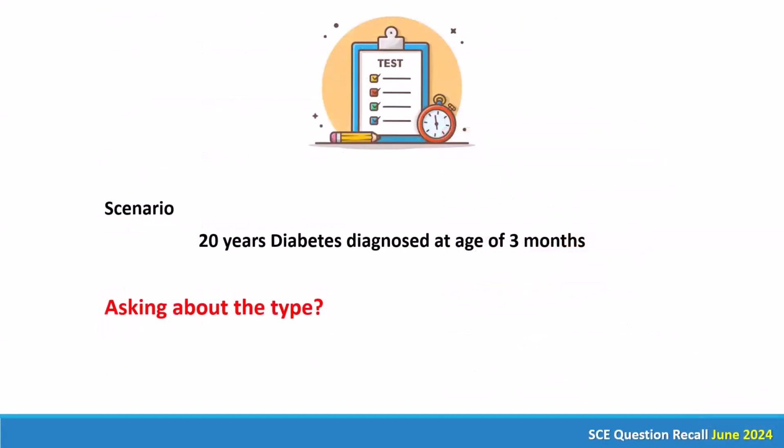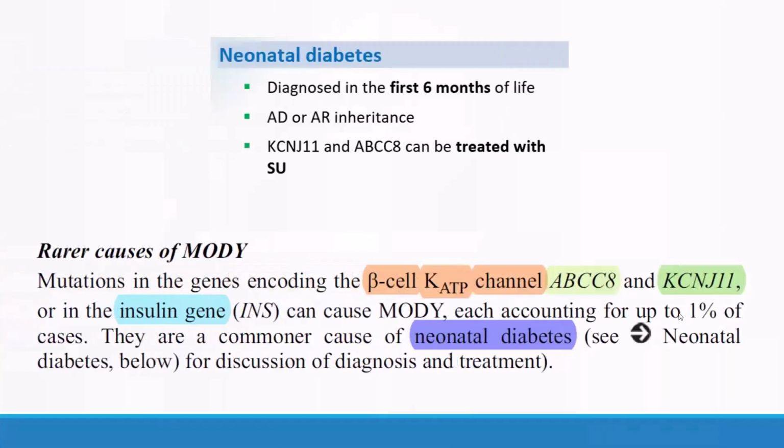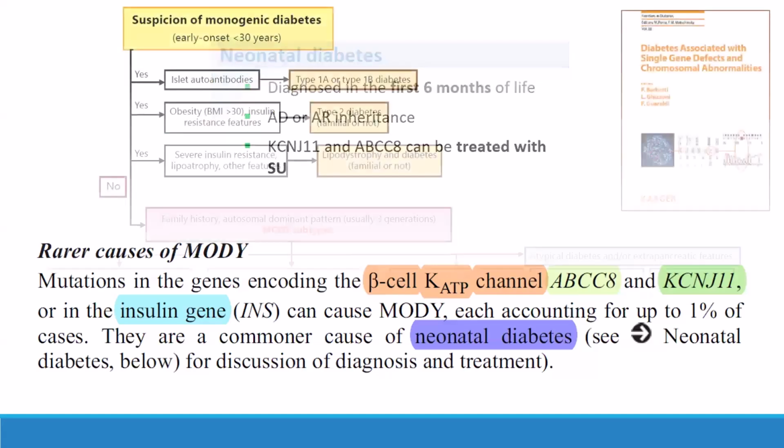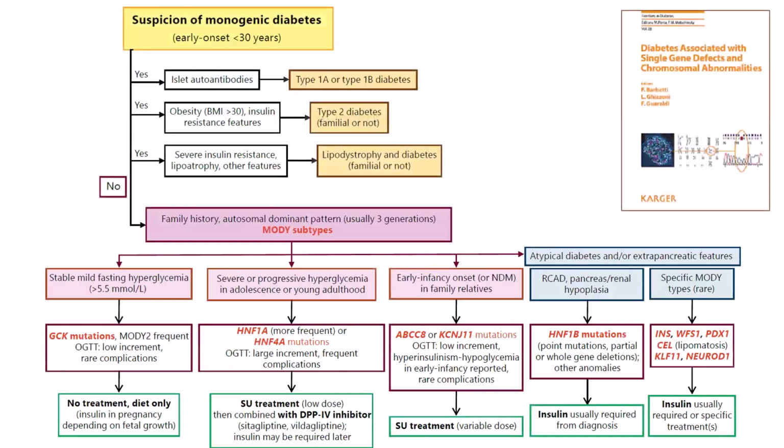If we have a patient, 20 years old, with diabetes diagnosed at the age of 3 months, asking about the type of diabetes mellitus, and this is from June 2024. This, of course, is neonatal diabetes mellitus. Neonatal diabetes is diagnosed in the first 6 months of life, and some forms of it should be treated with sulfonylurea. And this algorithm, as I mentioned, summarizes how to differentiate between different forms of MODY.